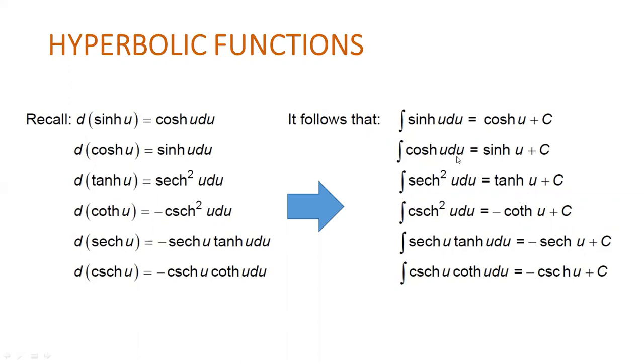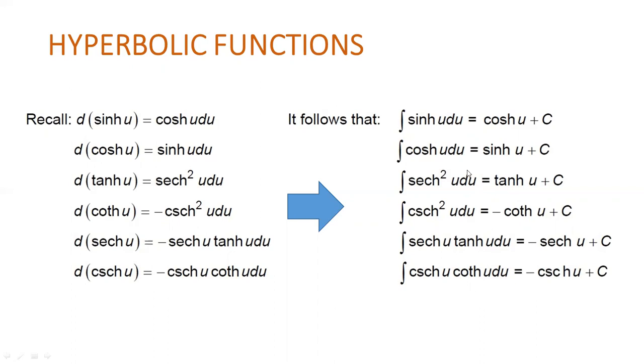So hyperbolic sine and cosine will have all integrals being positive. The hyperbolic secant squared will be positive hyperbolic tangent. The hyperbolic cosecant squared will be negative hyperbolic cotangent of u. And the hyperbolic secant hyperbolic tangent of u will be integrated, yielding a negative hyperbolic secant. The same thing with the hyperbolic cosecant hyperbolic cotangent product. If integrated, it will yield also a negative integral, which is the hyperbolic cosecant of u.